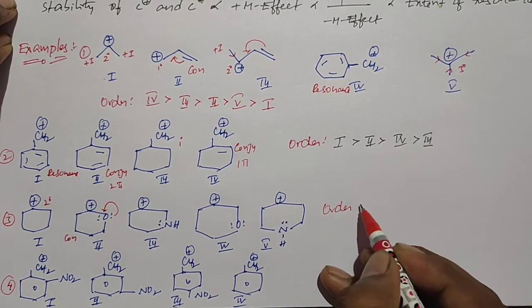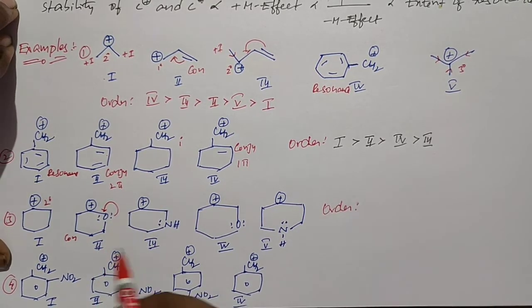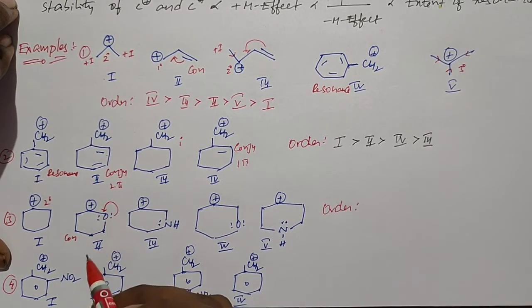If you take the order of stability, up to now the second structure is more stable due to conjugation.